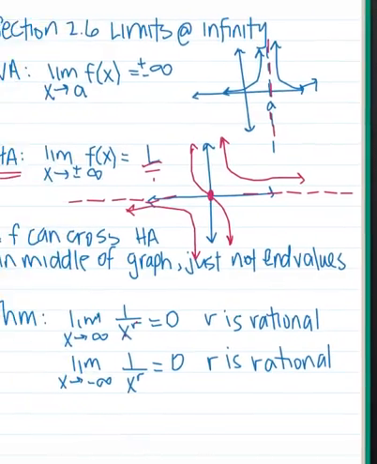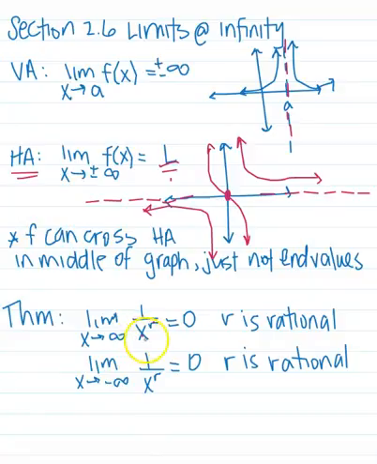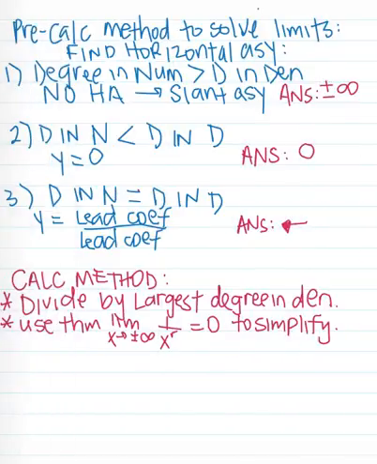So it doesn't matter if you're plugging in a positive x going to positive infinity or a negative x going to negative infinity. As long as r is rational, that means that you will have this limit go to 0. We are going to use that once we get to the calculus method. We've done all of this already in pre-calculus by finding the horizontal asymptotes. Horizontal asymptotes is going to be the same as the answer to solving these limit problems. So I'm just reviewing for you.